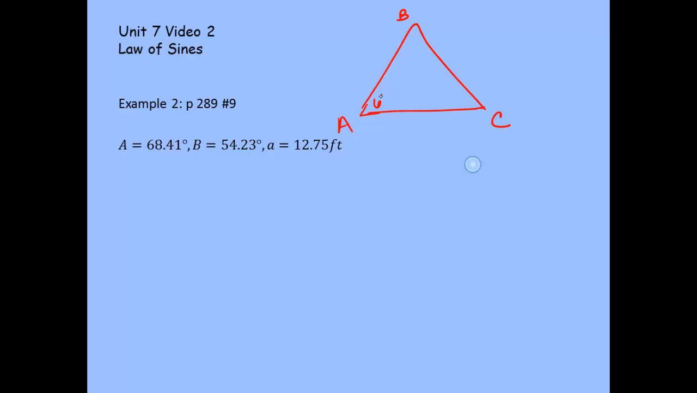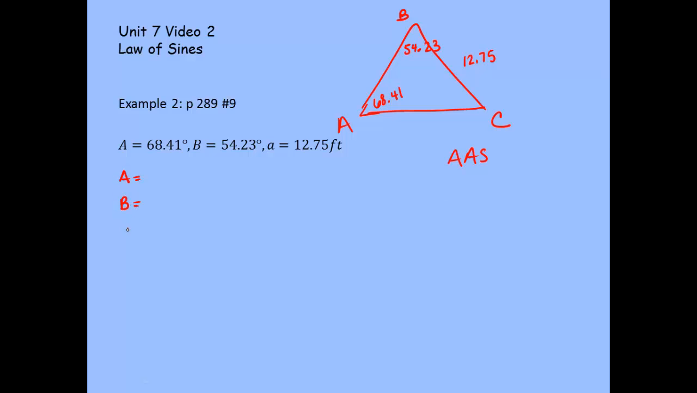Angle A is labeled at 68.41 degrees. Angle B is 54.23 degrees. And little a, which is across from angle A, is 12.75. So in this case, I have angle, angle, and I do not have a side that falls between them. So it's angle, angle, side, or side, angle, angle. Regardless, I'm going to write down the information I have.